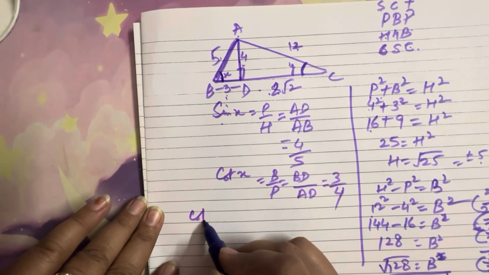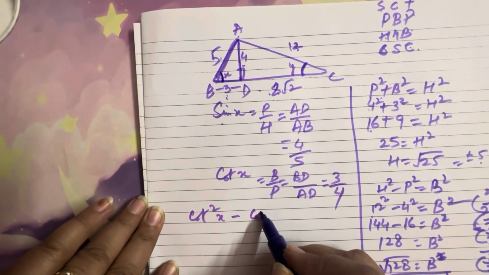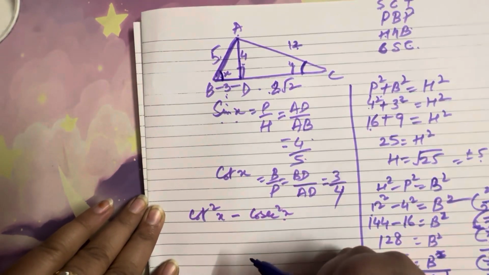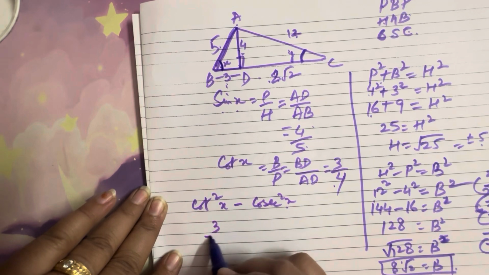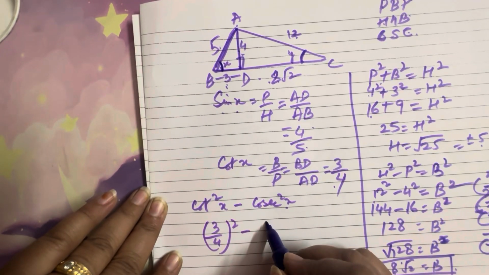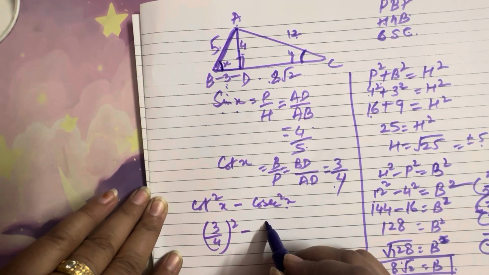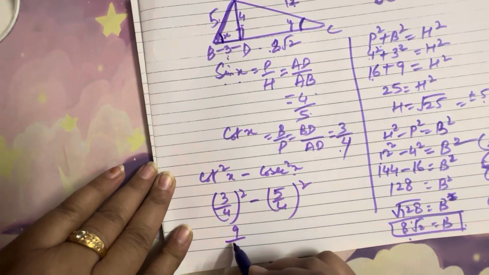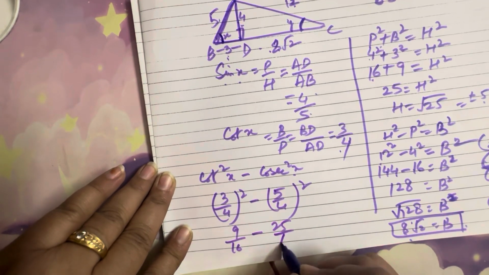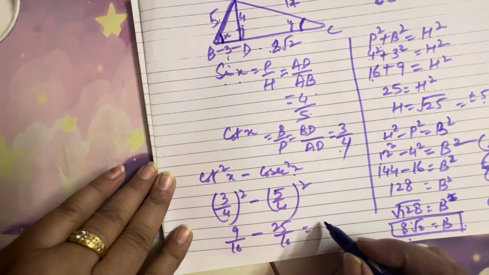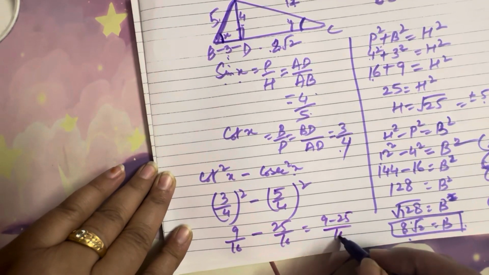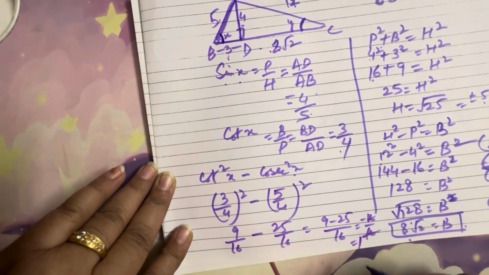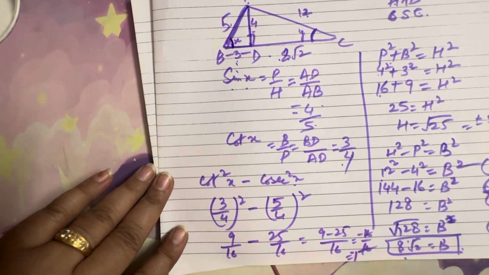Next is cot square x minus cosec square x. Cosec is the reverse of sin, so we will invert its value. cot is 3/4 whole square minus cosec is 5/4 whole square. So it will come 9/16 minus 25/16, that is 9 minus 25 over 16, and 16 will cancel with 16, and this answer will be -1.